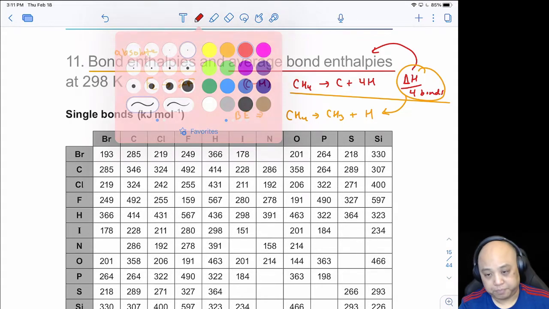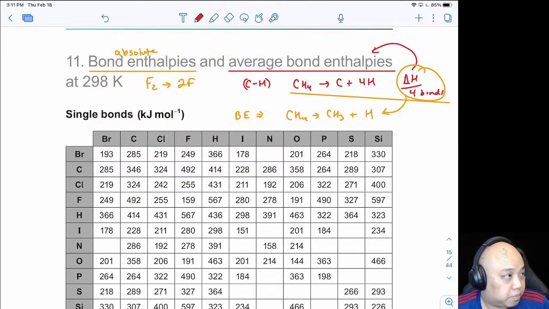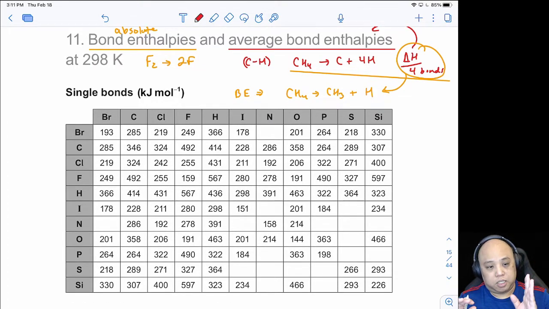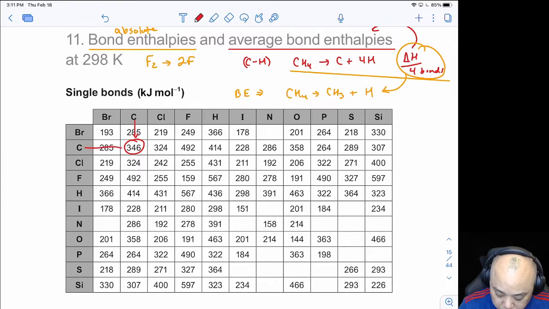Questions about that? Now, there's a table here with single bonds and double bonds and multiple bonds. Obviously, there are some common ones that you really need to know. C to C single bond, really, really common.